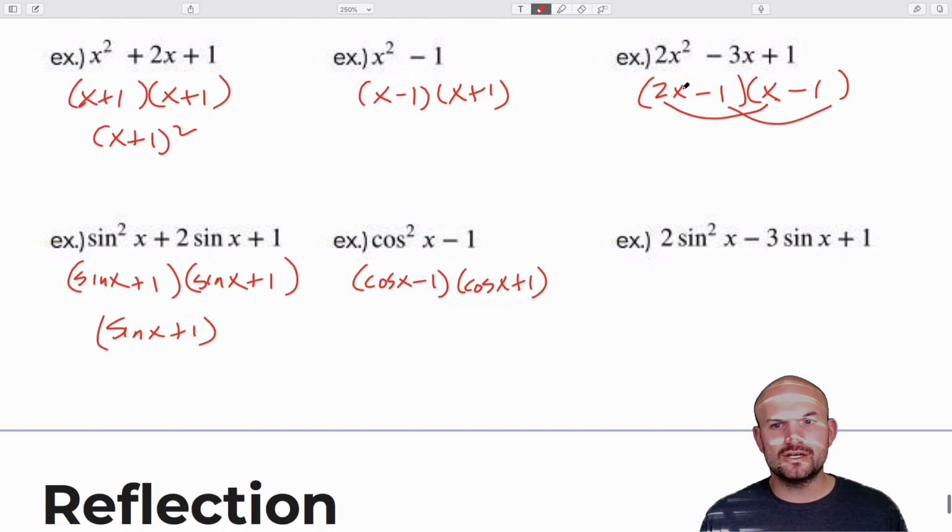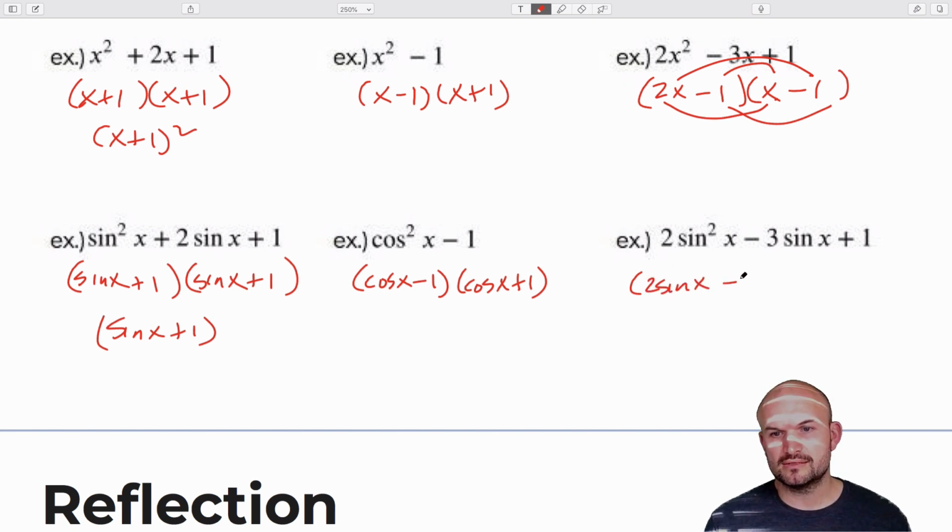Like you can see, 2x times x gives you 2x squared. Negative 1 times negative 1 gives you positive 1. And negative 1 times x gives you negative x. And 2x times negative 1 gives you negative 2x. Negative x plus negative 2x is a negative 3x. And then to rewrite this with my trigonometric functions, I will just replace my x with my sine of x.